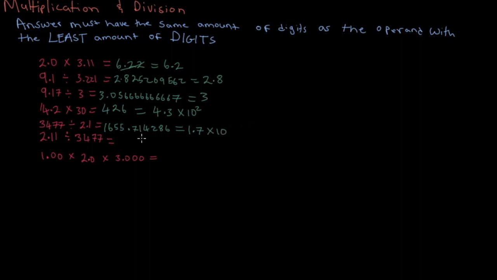Okay, and what's it going to be? So I'm going to start right here, and then we're just going to count decimal places over to the decimal. So 1, 2, 3. That means our answer is going to be 1.7 times 10 to the 3, like so.